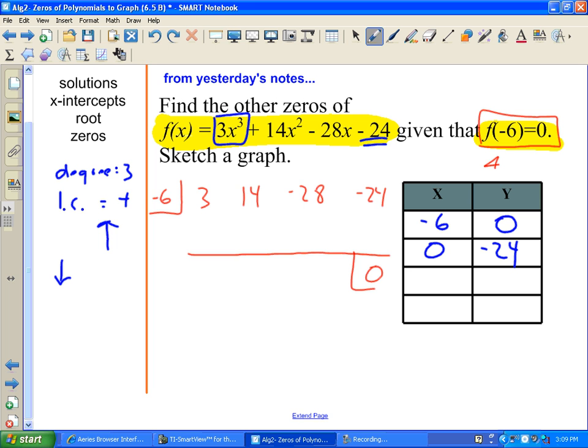It told us that over here. We're going to bring down the 3. 3 times negative 6, negative 18. 14 minus 18, negative 4. Negative 4 times negative 6 is positive 24. Negative 20 plus 24 is 4. 4 times negative 6 is negative 24. I am shocked to see that when I divide out 0 synthetically, that I get 0 as a solution. Oh me, oh my. It's almost like that's supposed to happen.